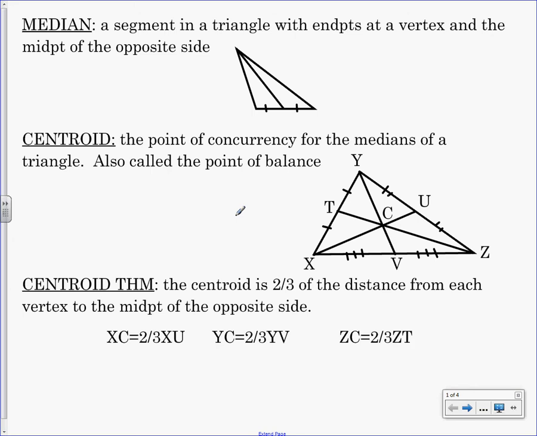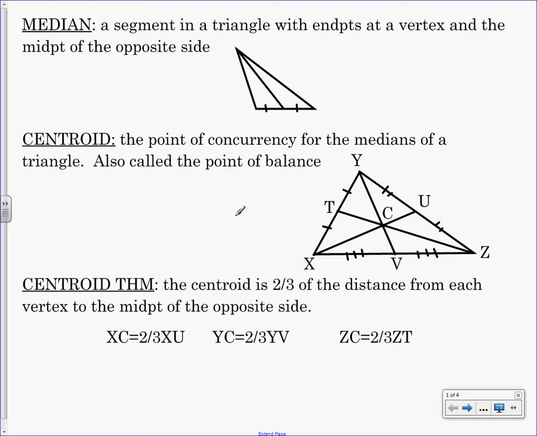1-2, medians and altitudes of triangles. So the concept of today is a lot like yesterday and the day before, where you have some new vocab built off of old vocab. So we have some new theorems off the old stuff.